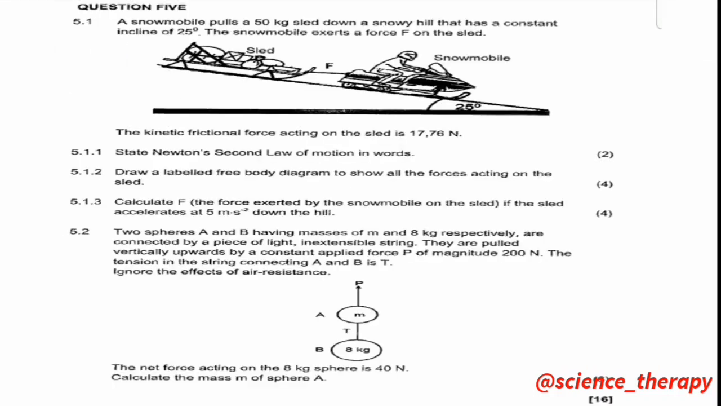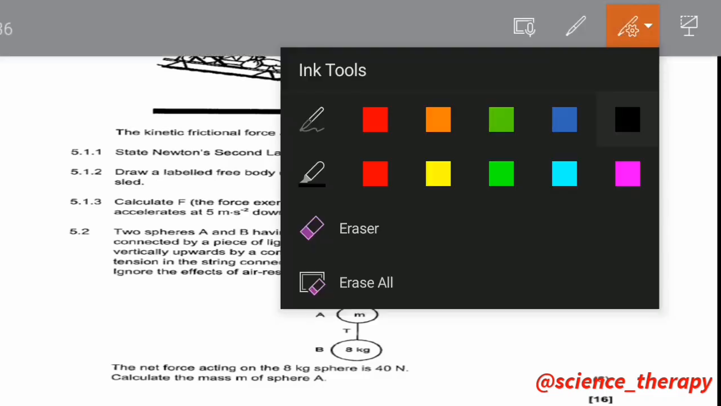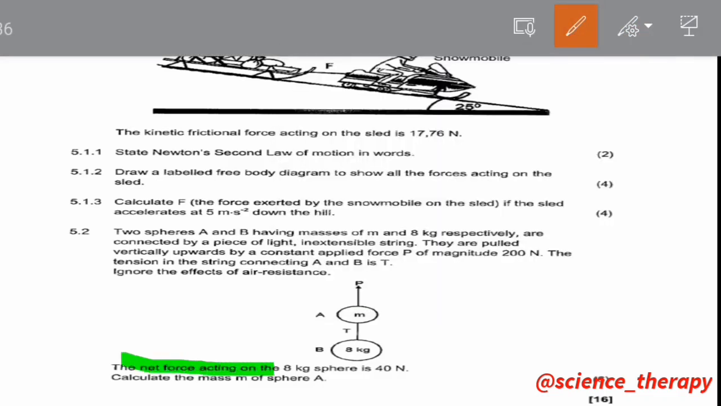Now 5.2 says two spheres A and B having masses of m and 8 kg respectively, are connected by a piece of light inextensible string. They are pulled vertically upwards by a constant applied force P of magnitude 200 Newton. The tension in the string connecting A and B is T. Ignore the effect of air resistance. Then they say the net force acting on the 8 kg sphere is 40 Newton. So you also want to get that one highlighted. Now they want you to calculate the mass m of sphere A.